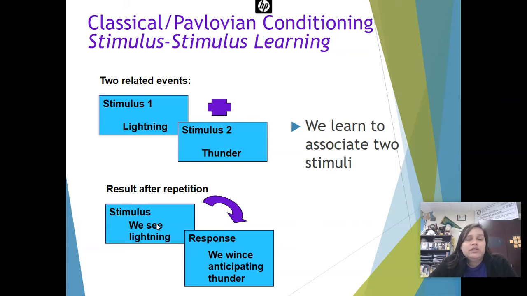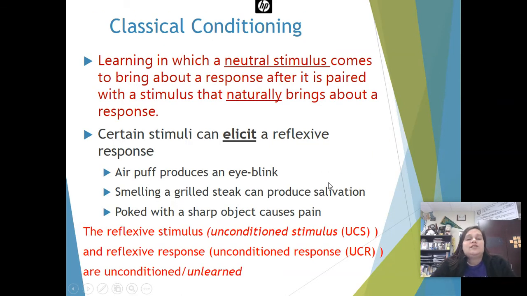So when we have two related events, the stimulus of lightning, the stimulus of thunder, we form an association that when there's lightning, thunder comes after. And after many times of repetition, you know that one is associated with the other. So one stimulus, we see the lightning, can trigger a response of wincing, anticipating the thunder. So the thunder started out neutral, but eventually becomes something that we may wince to because we expect that big boom.